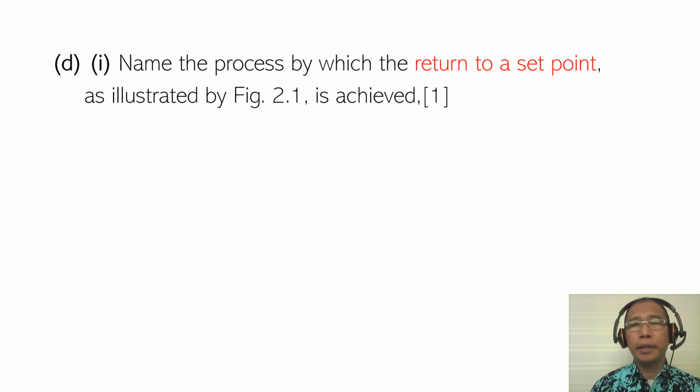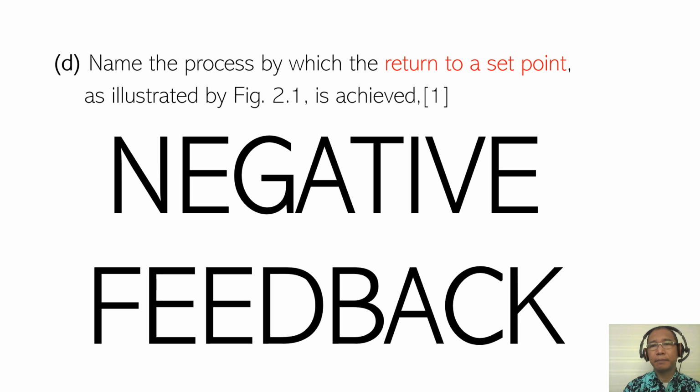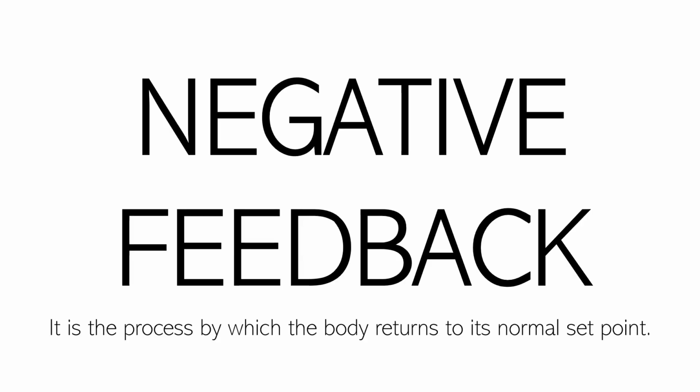Question D1y. Name the process by which the return to a set point as illustrated by figure 2.1 is achieved. This is 1 mark. The answer is negative feedback. Negative feedback. It is a process by which the body returns to its normal set point.